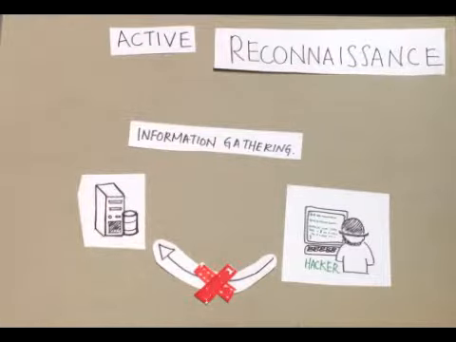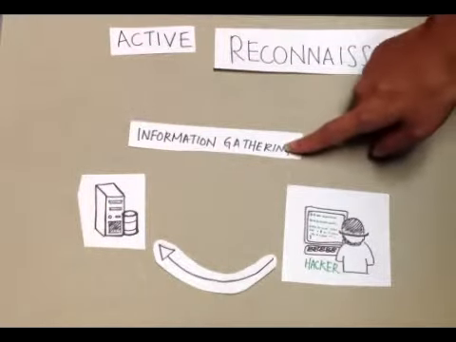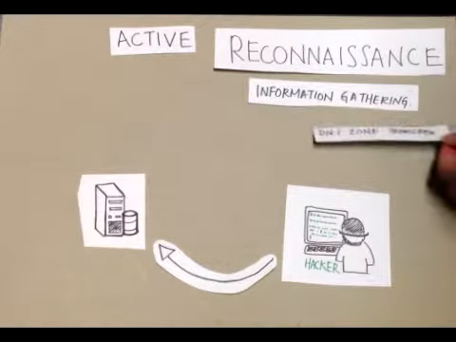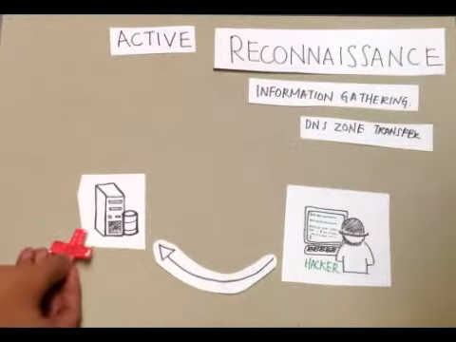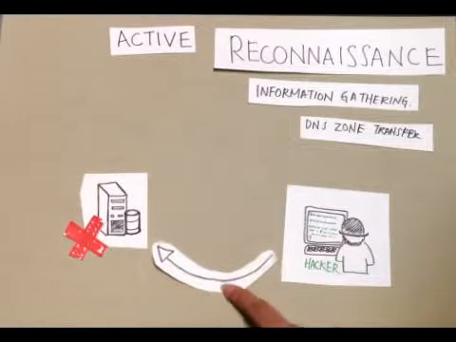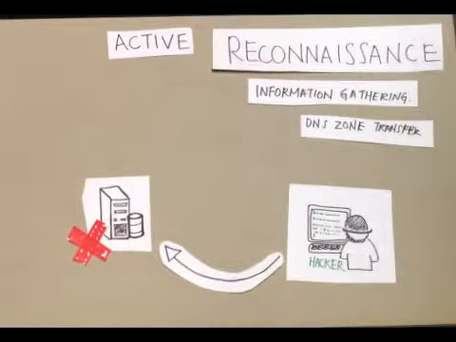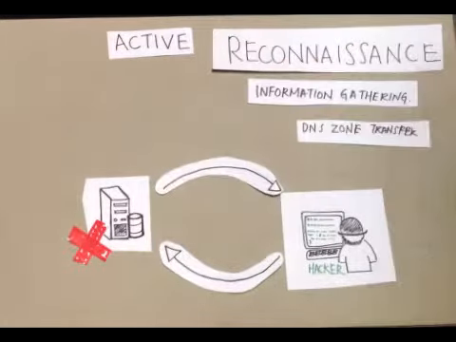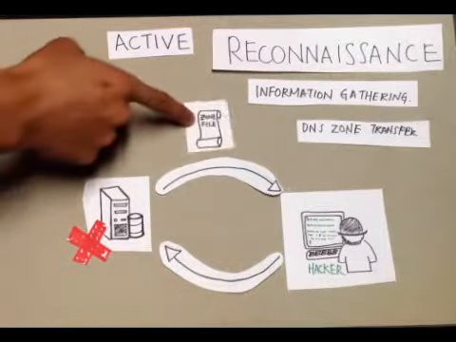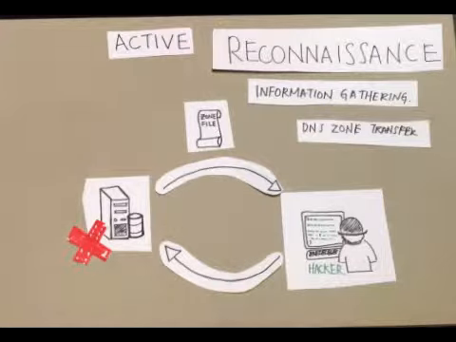An example of active reconnaissance is a DNS zone transfer. If a server is misconfigured, hackers can request a zone file transfer, and the misconfigured server will acknowledge and transfer the zone file back to the hacker. With this information, the hackers will know a brief mapping of the organization.